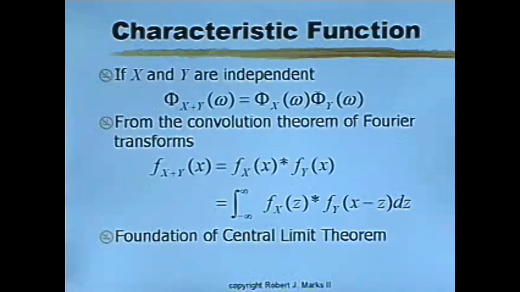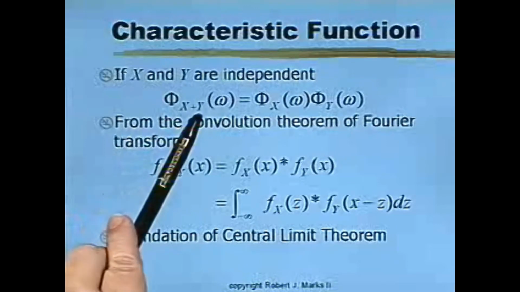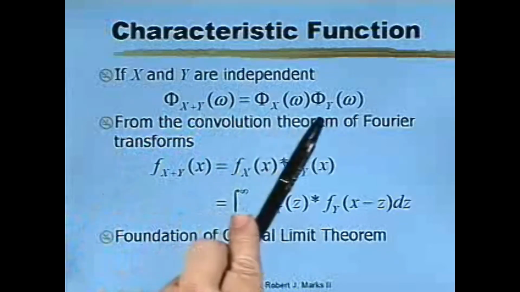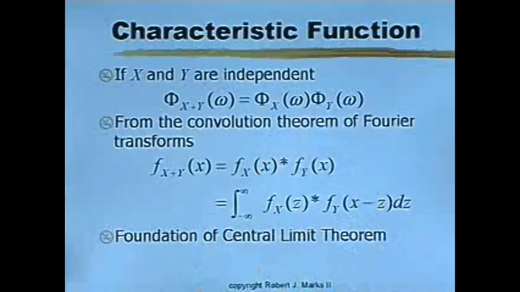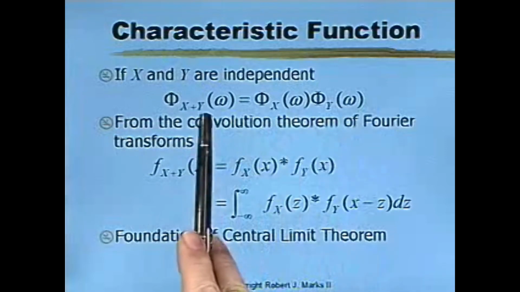If x and y are independent random variables, then the characteristic functions, just like the density functions, multiply each other. That is, if the random variables are independent of each other, then phi of x plus y is equal to the product of the individual characteristic functions.